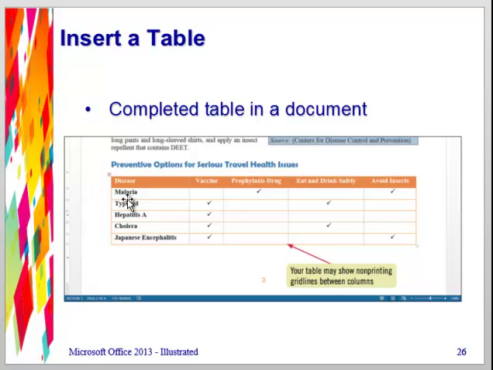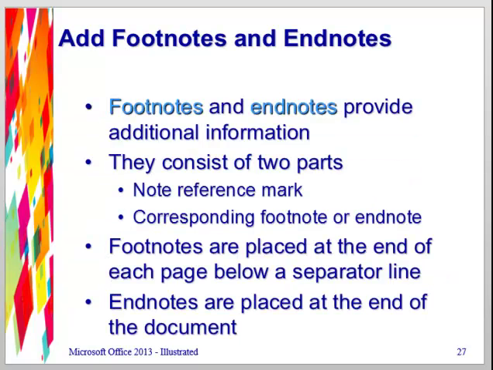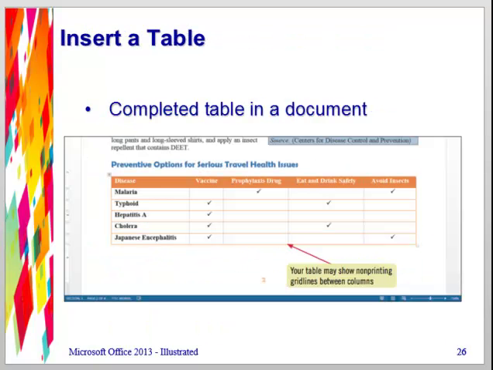Then down here you've got the different types of activities and then check marks. Your table may show non-printing grid lines between the columns, or you can show the grid lines. It all depends upon how you design it. If you've got a large table, lots of times the grid lines below and above each row will really help your reader follow the content from one side to the other without having to use their finger or ruler or get lost in the process.